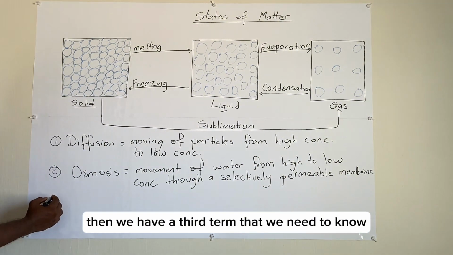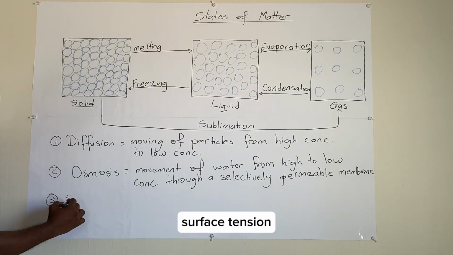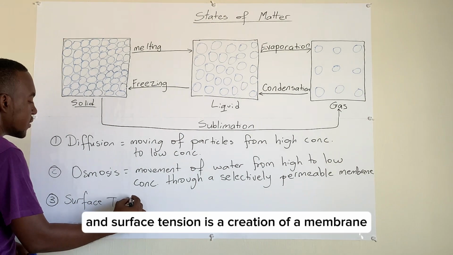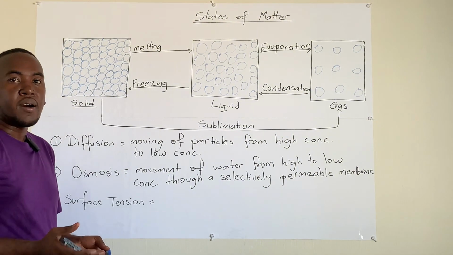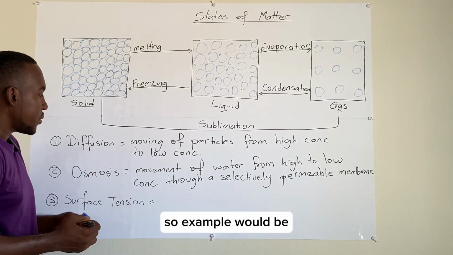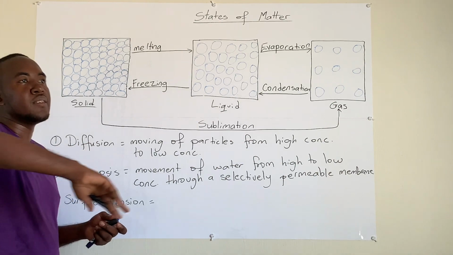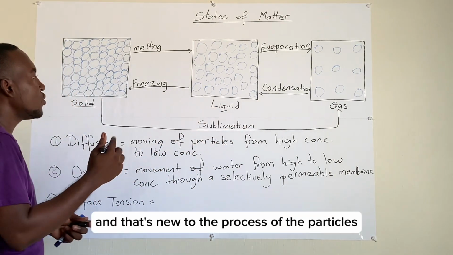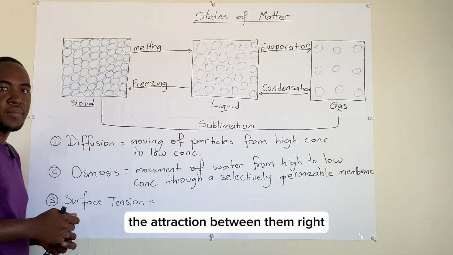Then we have a third term that we need to know, which is called surface tension. And surface tension is the creation of a membrane on particles or substances. So an example would be a membrane created at the top of water that lizards can actually walk on the top of the water. And that's due to the closeness of the particles and the attraction between them, right?